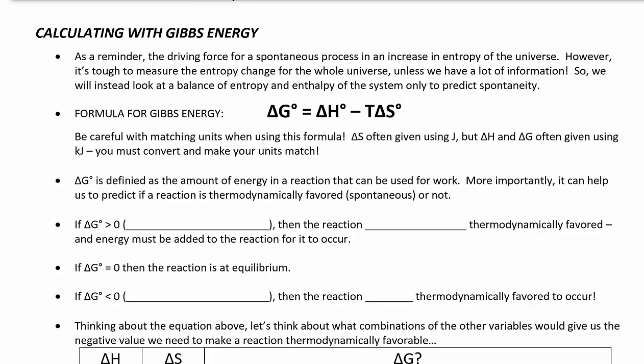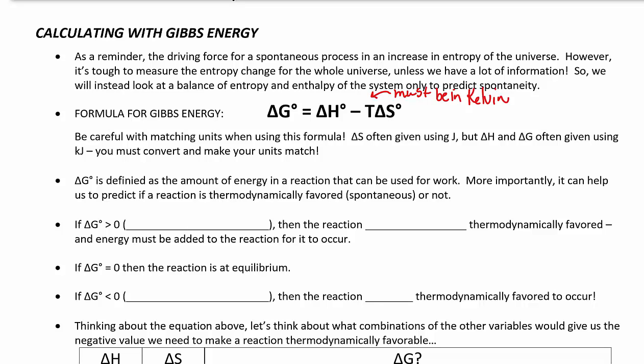The formula for Gibbs free energy is delta G equals delta H, which is enthalpy, minus T, temperature, which is given in Kelvin. This must be in Kelvin, times delta S, which is entropy. Be careful with matching units when we use this formula, because delta S is often given in joules, but delta H and delta G are often given in kilojoules.